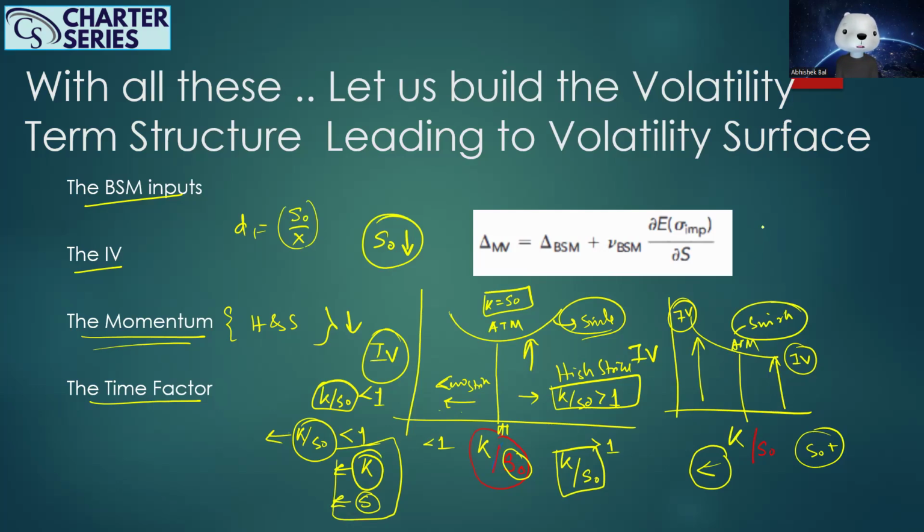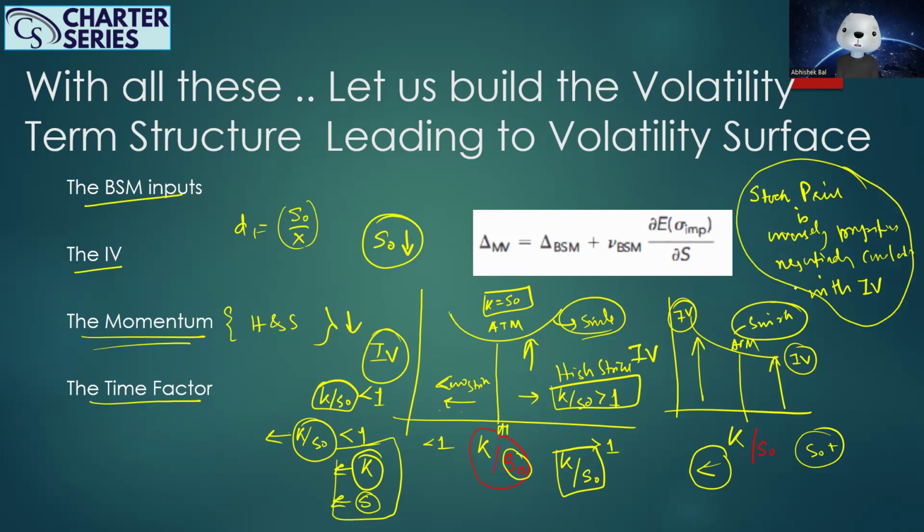Okay, in other words, we can say that the stock price or the underlying price is inversely proportional, or we could say negatively correlated with the implied volatility. This effect or this phenomenon is much more prevalent than where the stock price is positively correlated with implied volatility. All right.